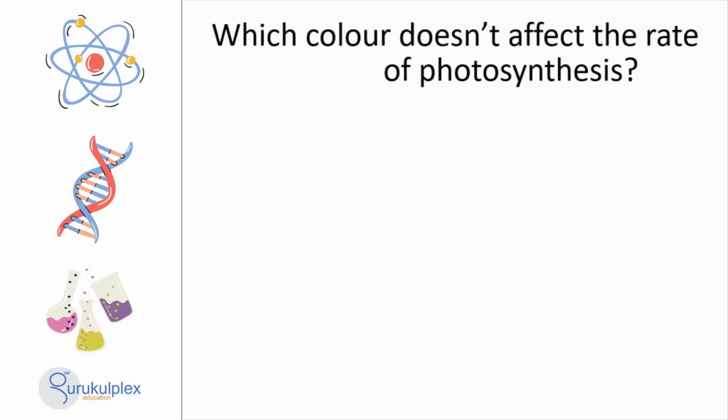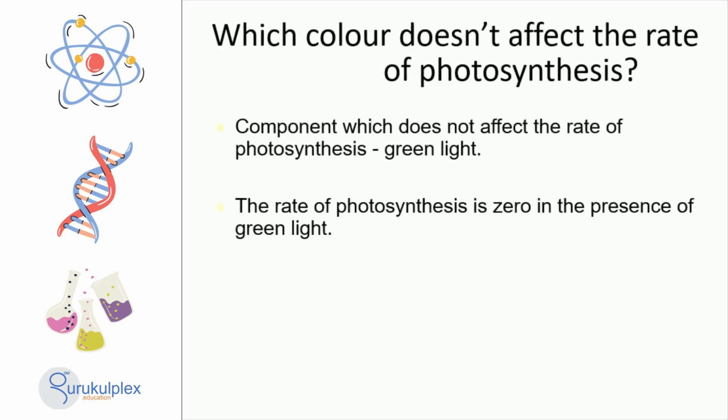Plants do not absorb green light from the visible spectrum and, as a result, it has no effect on the rate of photosynthesis. Contrary to other colors, green light does not carry energy, thus it does not stimulate the process of photosynthesis. In fact, green light prevents the rate of photosynthesis from occurring as the rate is completely zero in its presence. Consequently, green light does not help with the growth and development of a plant.